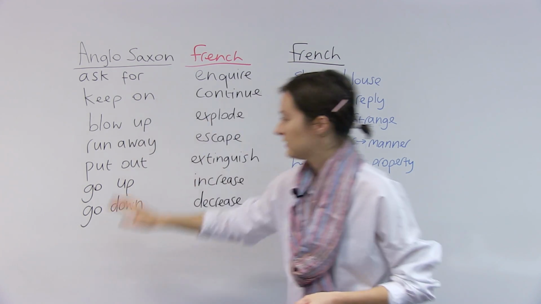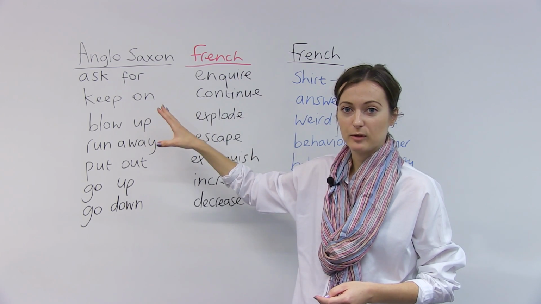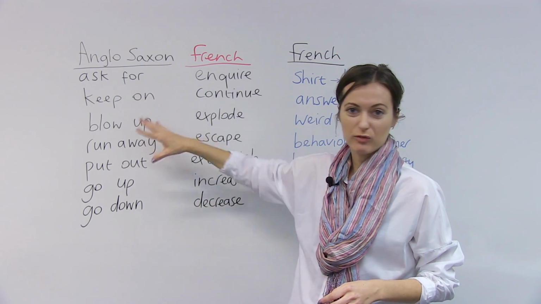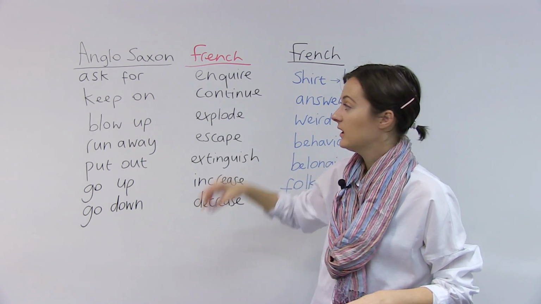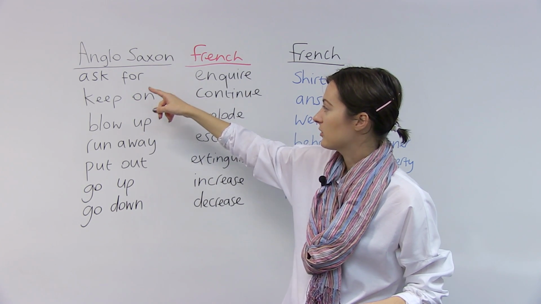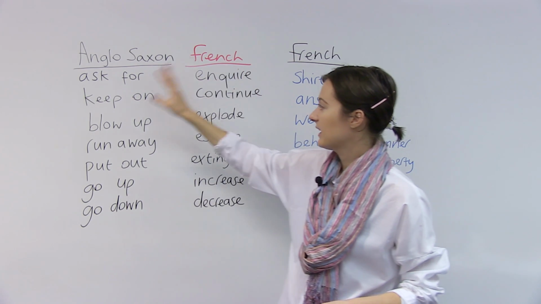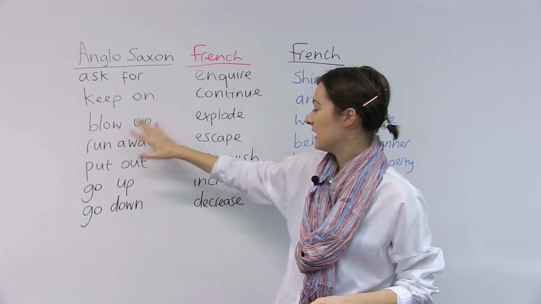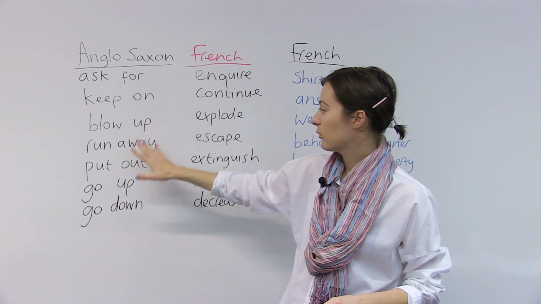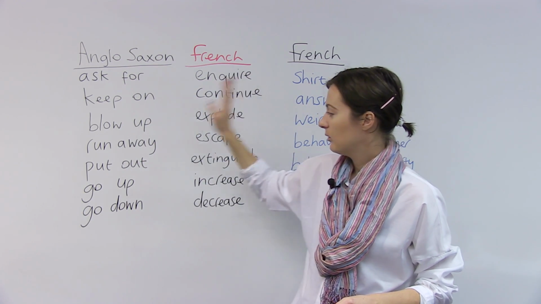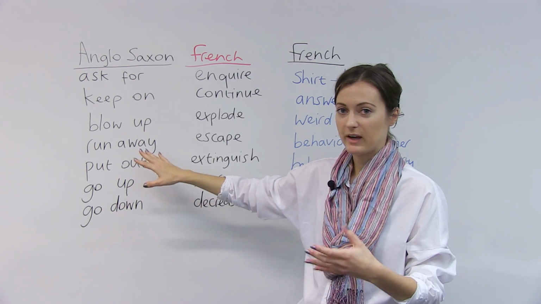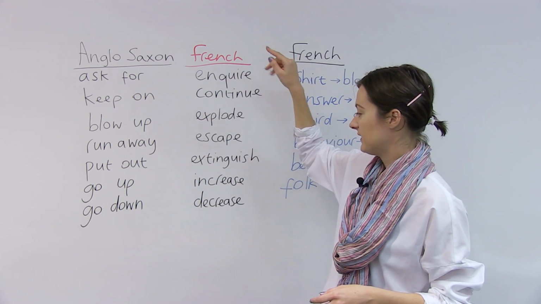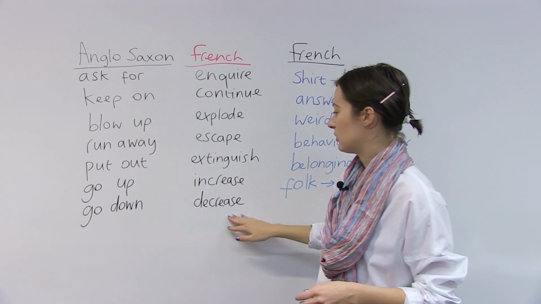Also, that means that these are things that you actively need to learn if your language is one of the European Latinate languages, because these words are not related to the word that you use. So we've got ask for something means inquire. Keep on doing something means continue. Blow up something means explode. Run away means escape. Put out, for example, a fire, means extinguish. Go up means increase, and go down means decrease.